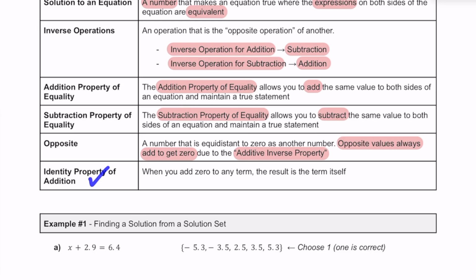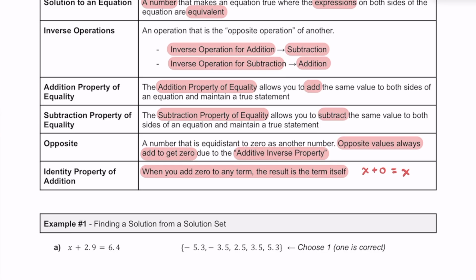Then we have the identity property of addition. This basically says if you add 0 to any term, you're always going to get that term itself. So for example, if you had x plus 0, that's just going to equal x. Seems kind of silly right now, but it'll make more sense when we use that in some examples later.